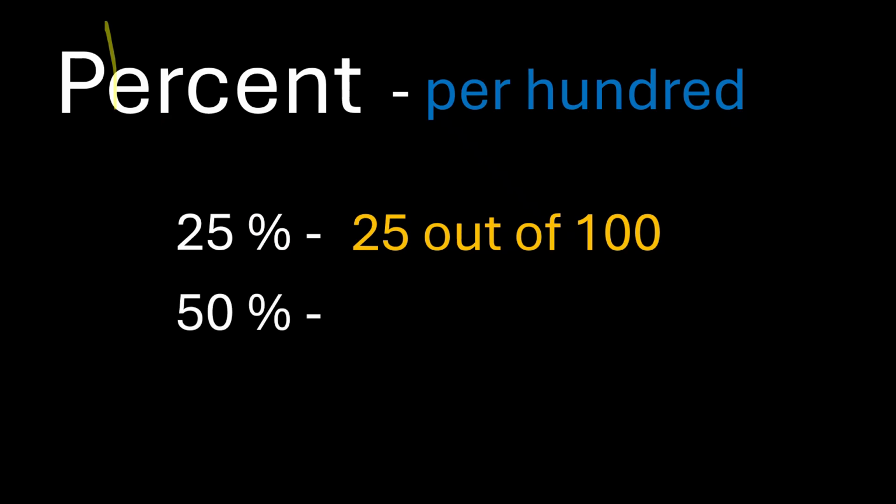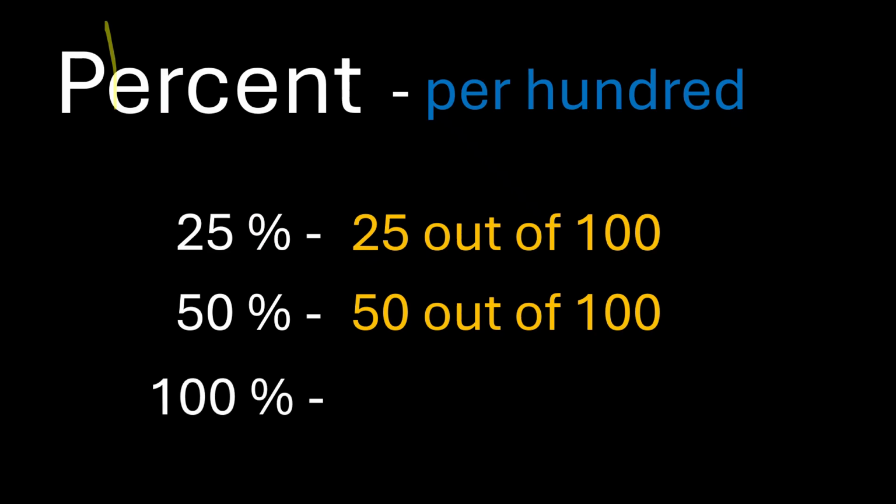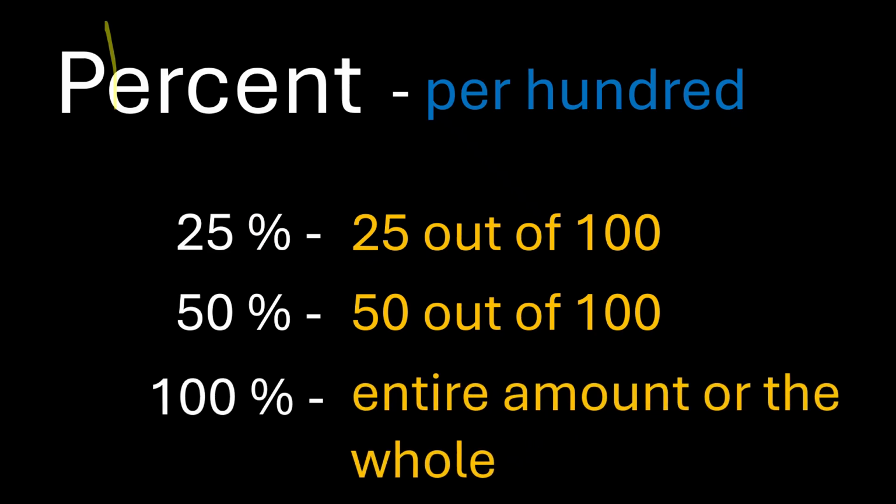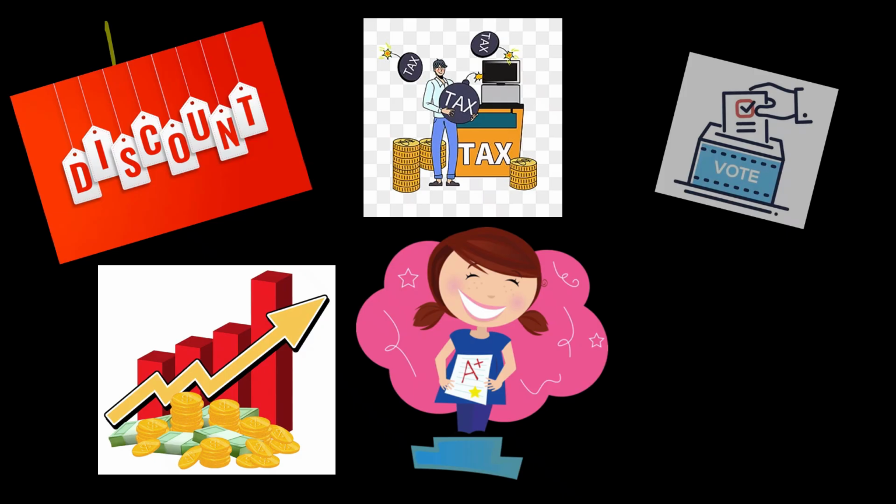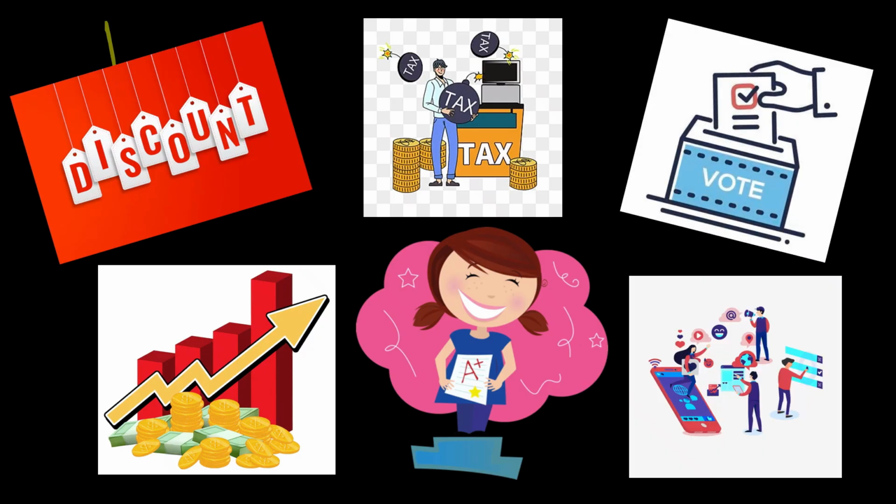The word percent means per hundred. Think of it this way. If I say 25%, I simply mean 25 out of every 100. If I say 50%, that means 50 out of every 100. And if I say 100%, that means the entire amount or the whole. Percentages are everywhere. We see them in discounts, grades, interest rates, taxes, election results, and even social media statistics. That's why understanding percentages is an important life skill.